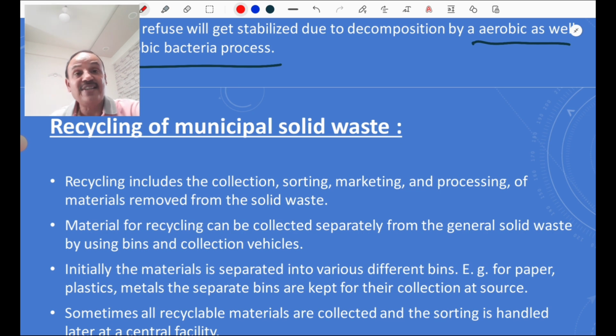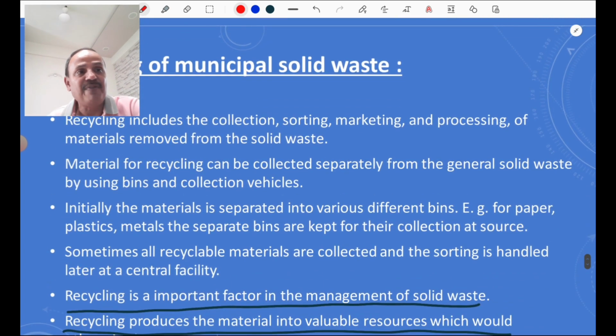Recycling includes the collection, sorting, marketing and processing of the materials removed from the solid waste that are useful. Material for recycling can be collected separately from the general solid waste by using bins or collection vehicles. Initially, the material is separated into different bins for paper, plastic, metal. The separate bins are kept for their collection at source. Sometimes all recyclable material is collected and the sorting is handled later at a central facility.